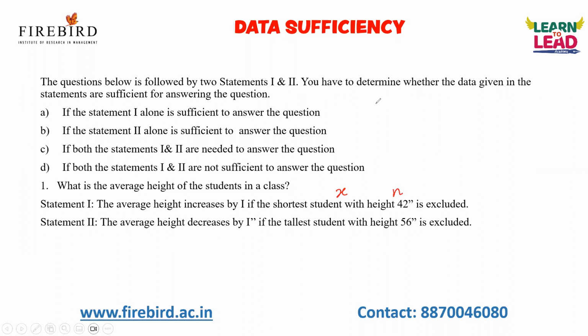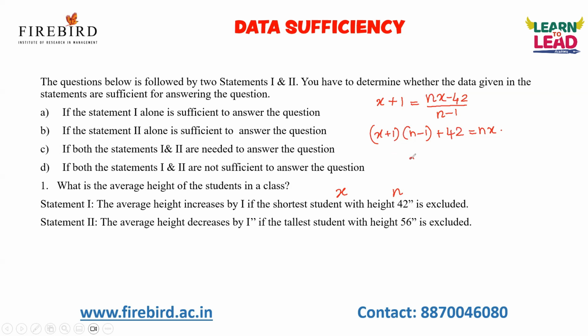The average height increases by 1, so it should be x plus 1. There are n students and the average is x, and if the shortest student, whose height is 42, is excluded, I exclude 42 and also one student, so the number of students becomes n minus 1. If I solve this, I get (x plus 1) into (n minus 1) plus 42 is equal to nx. That is the data I get from the first statement. With the first statement alone, I cannot determine the answer, so I'll take the next statement.